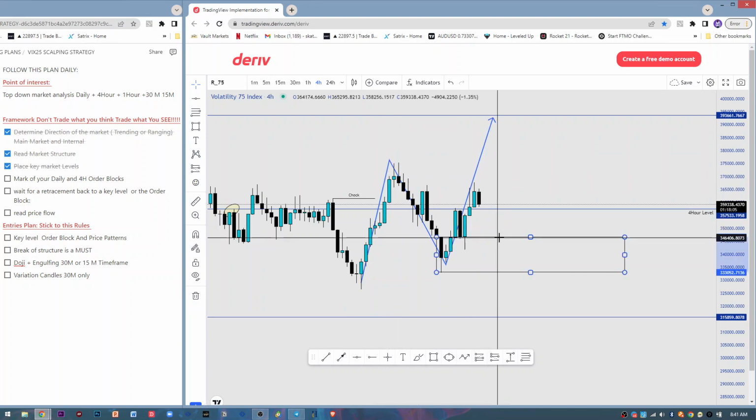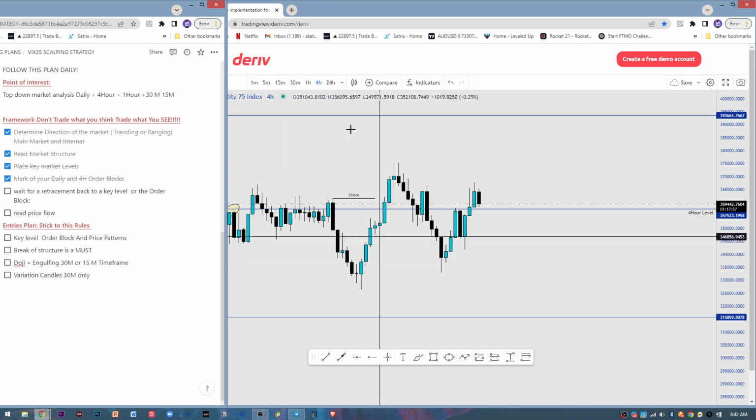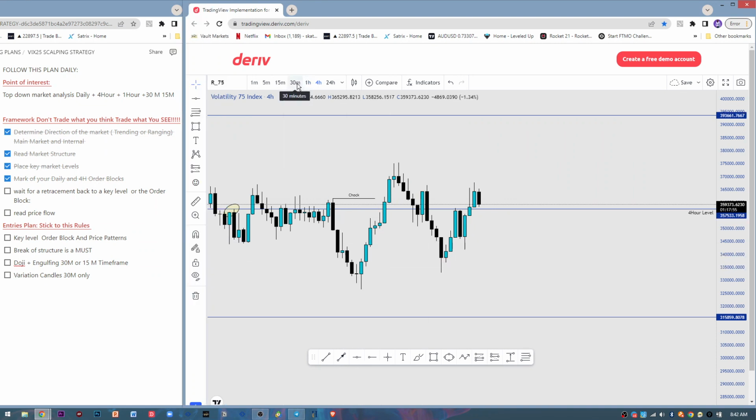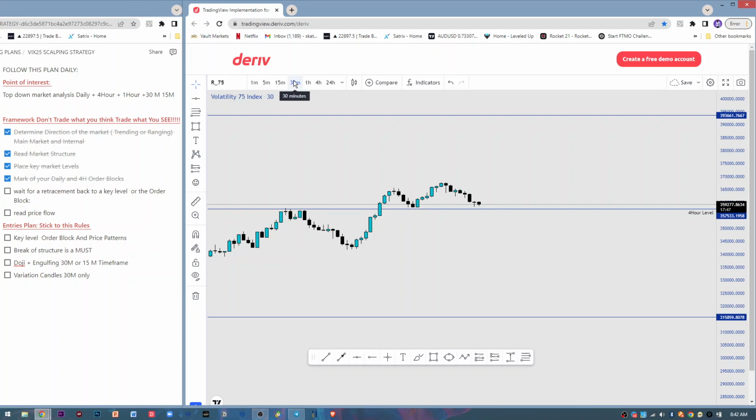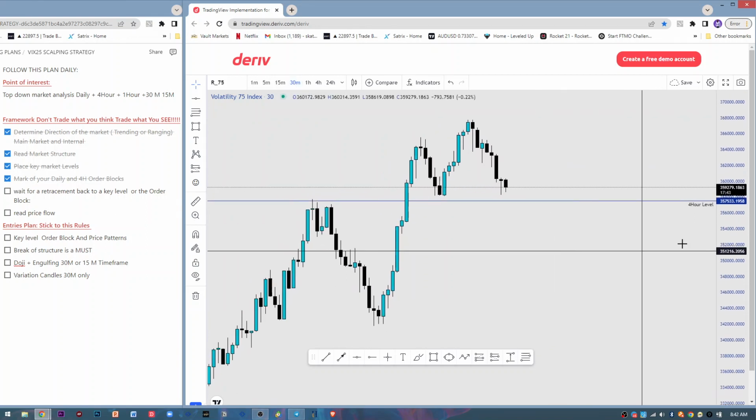That is what I love to see. We must break out of structure, so we already mark off the order block. So let's scale down to 30 minutes. I can skip the 1 hour for now, because I love to scale down to my 30-minute order blocks, my 15-minute order blocks.